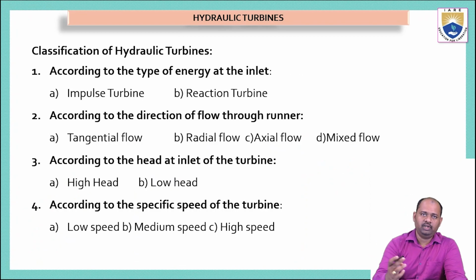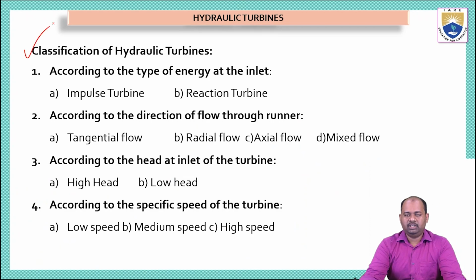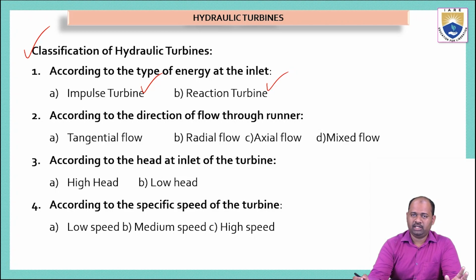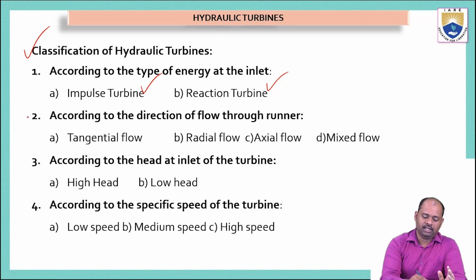Now we'll see what the different classifications of hydraulic turbines are. First, according to the type of energy at the inlet, we have two types: impulse turbine and reaction turbine. In impulse turbine, we have potential energy. In reaction turbine, we have both potential and kinetic energy. So we'll see in detail in the coming slides.